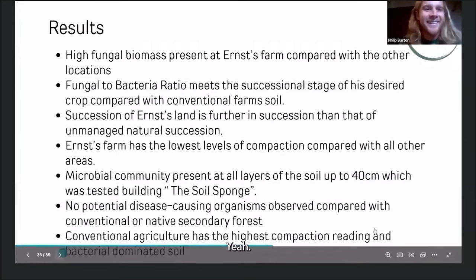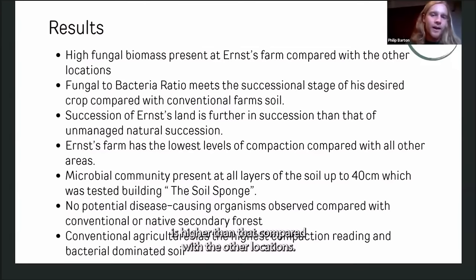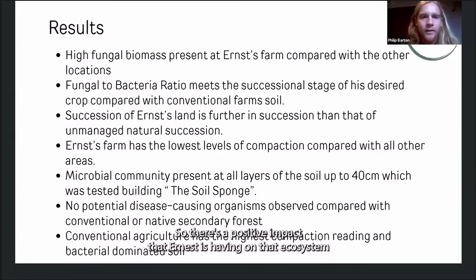So the results were that the high fungal biomass present at Ernest Farm is higher than that compared with the other locations. The fungal to bacterial ratio meets the successional stage of his desired crop compared with the conventional farmer's soil. The succession of Ernest land is further in succession than that of an unmanaged landscape. So there's a positive impact that Ernest is having on that ecosystem.